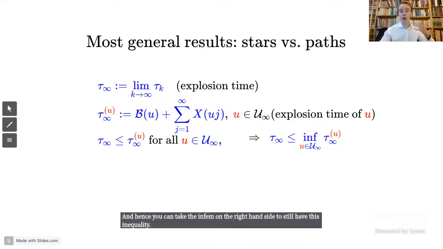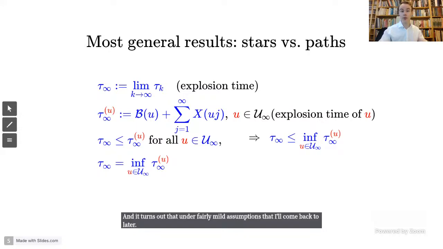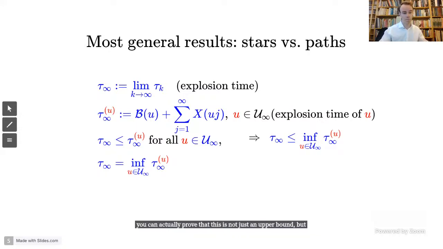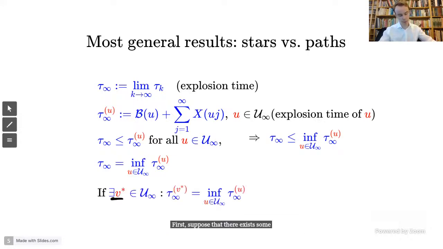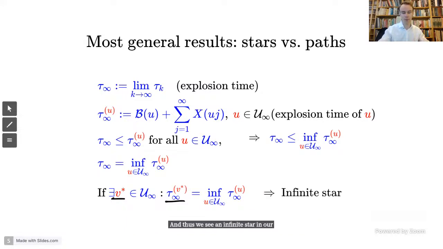And it turns out that under fairly mild assumptions that I'll come back to later, you can actually prove that this is not just an upper bound, but actually an equality. And with this equality, we can distinguish two different cases. First, suppose that there exists some individual V star that satisfies that its explosion time equals this infimum. Well, then it must be true that in the infinite branching process, this individual V star has an infinite number of children, and thus we see an infinite star in our branching process.